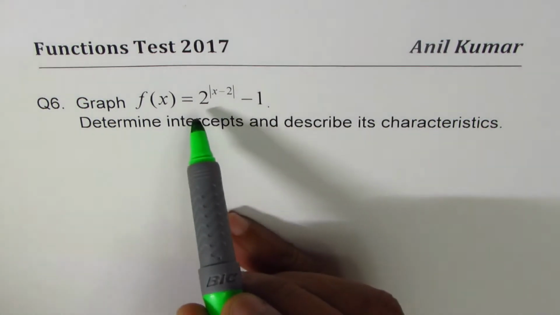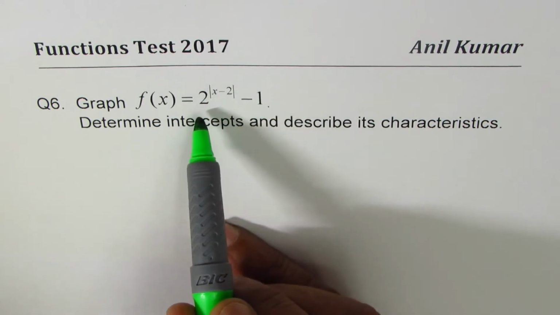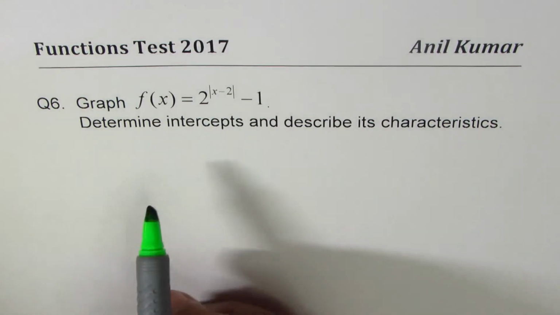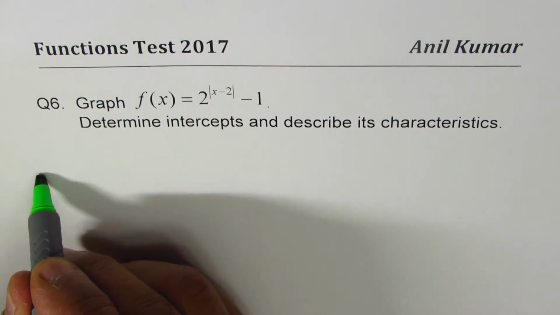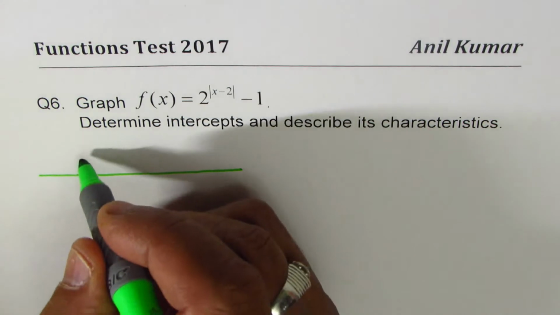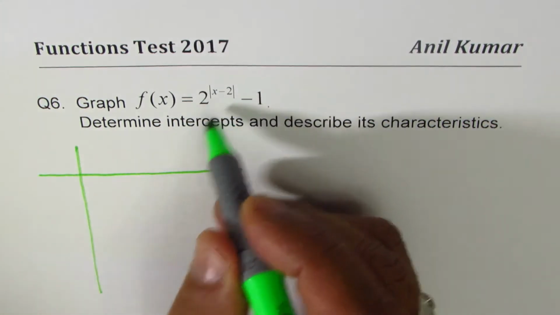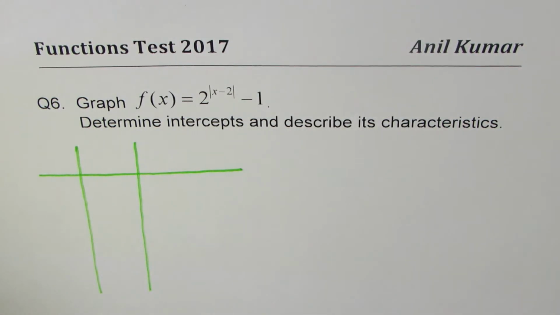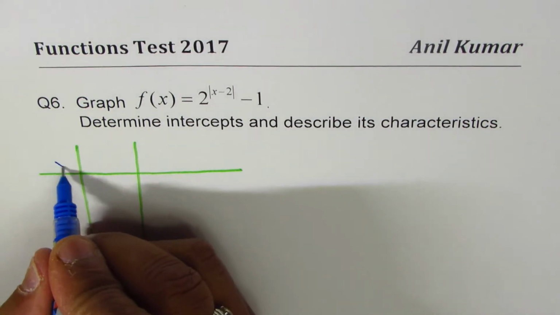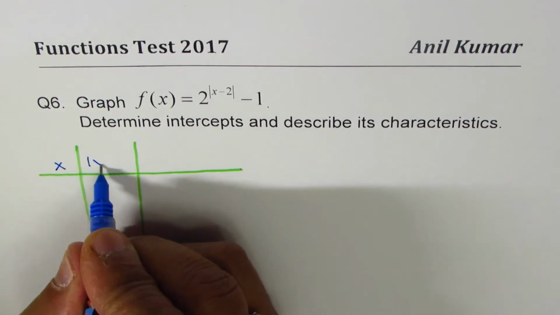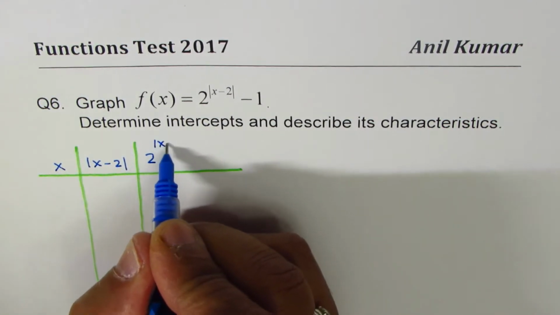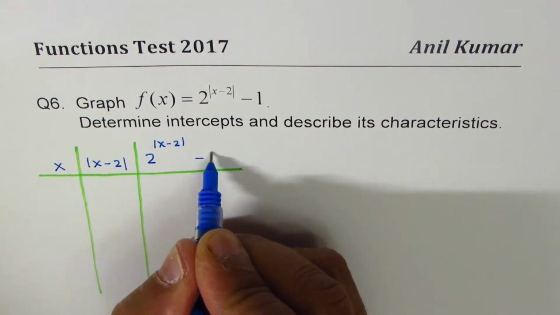Now this is a composite function where we have an exponential function and the exponent is an absolute value function. To sketch this, let's make a table of values. We'll take the x values, the absolute x minus 2 values, and then calculate the value of the function: 2 to the power of absolute x minus 2, minus 1, correct?